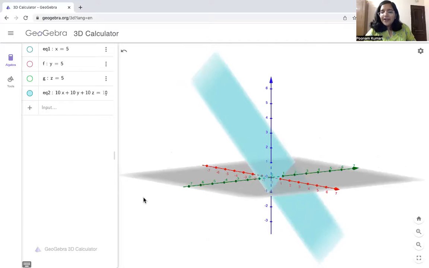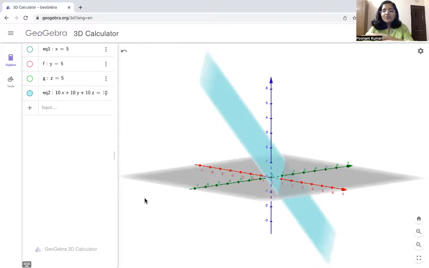So you can play around with this tool. This is your xy plane, and this is the equation of your plane, x plus y plus z equals 1, right? So feel free to play around with this tool. I'm sure you'll learn a lot from this.